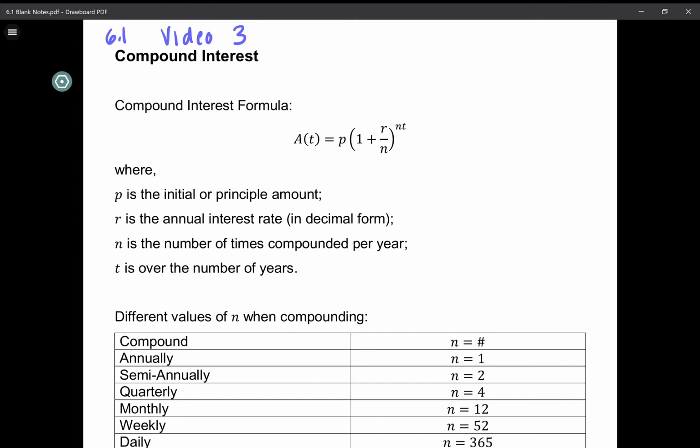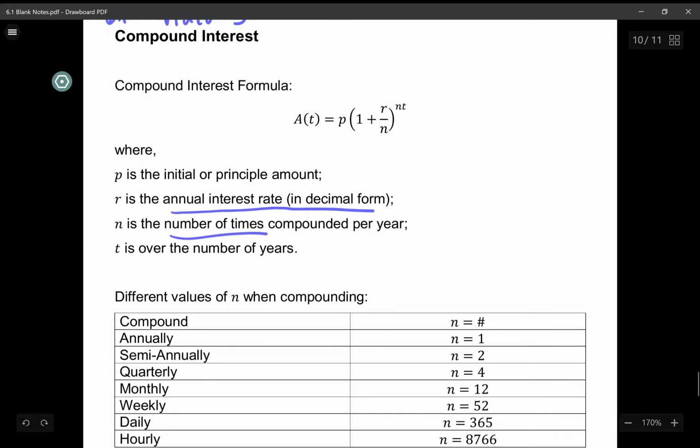So this is our formula for compound interest, and this is definitely something you want to write down. This formula is very important. Put it on your note card or whatever. And the compound interest formula is A of t. So that's your amount at time t. It's equal to your principal, the initial amount you started with, times 1 plus r over n. R is your annual interest rate in decimal form, and n is the number of times it compounds per year, and t is the number of years. So 1 plus r over n to the nt.